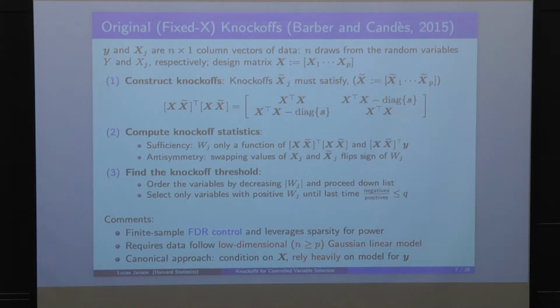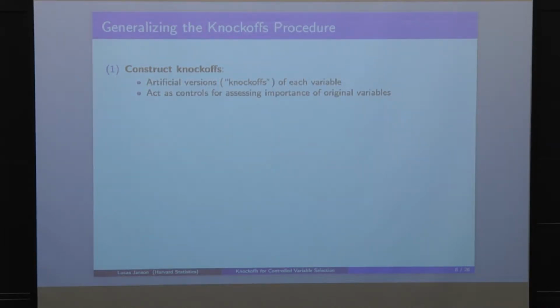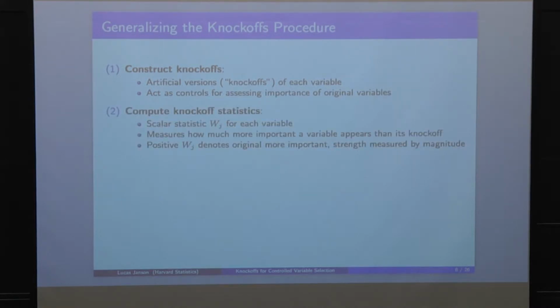Before we do that, I want to generalize this idea. So there were some specific descriptions of how to do steps 1 through 3, but I want to generalize what's really fundamental to the knockoffs approach in these steps. So in step 1, as I said, you just need some artificial versions of the original variables. And you need them to act as controls for assessing the importance of the original variables. And I'm being deliberately a little bit vague here. This is not a mathematical definition, it's an intuitive definition of step 1.